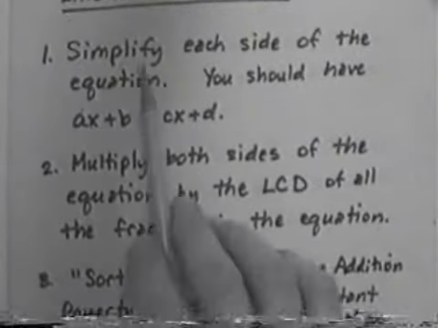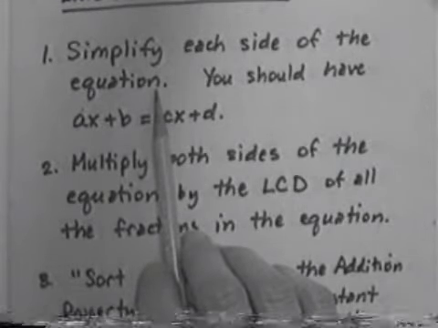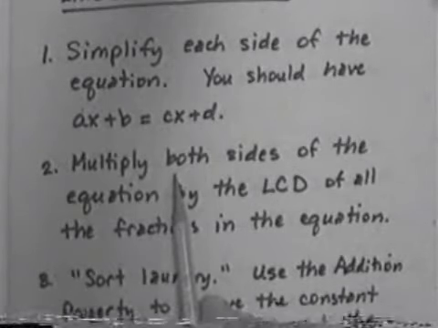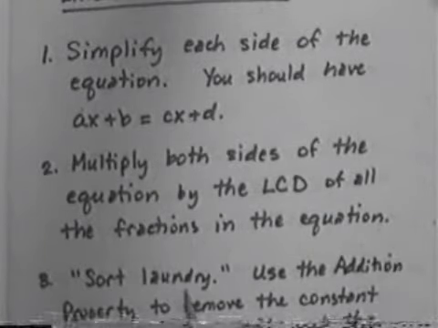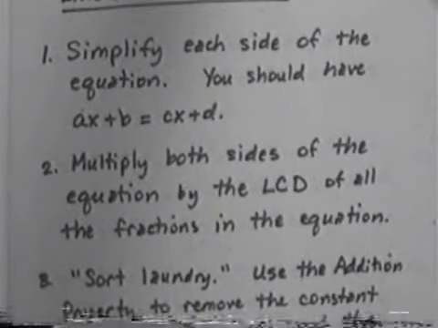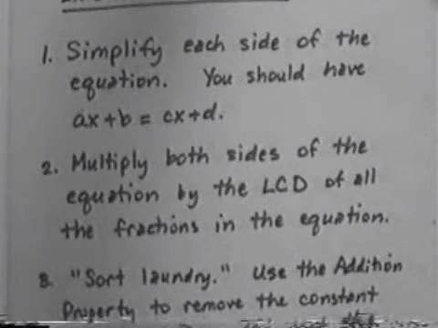At the beginning, you're told to simplify each side of the equation. What happens if you don't need to simplify each side? Well, you just go right down to the next one. Multiply both sides by the least common denominator of all the fractions in the equation. What happens if there are no fractions in the equation? Well, you go right down to the next step. So this procedure works for every linear equation. You simply use the steps in order as you need them.